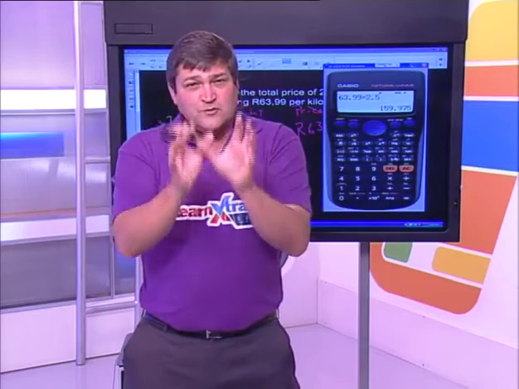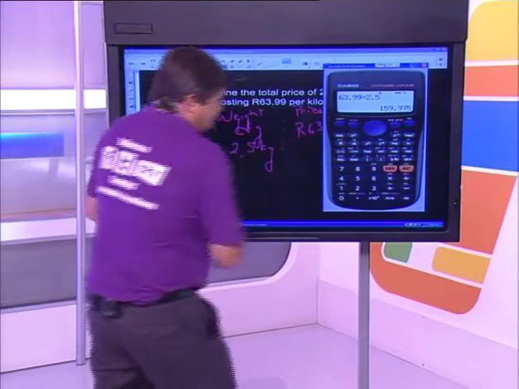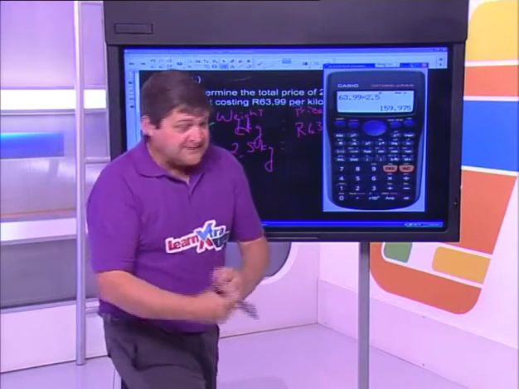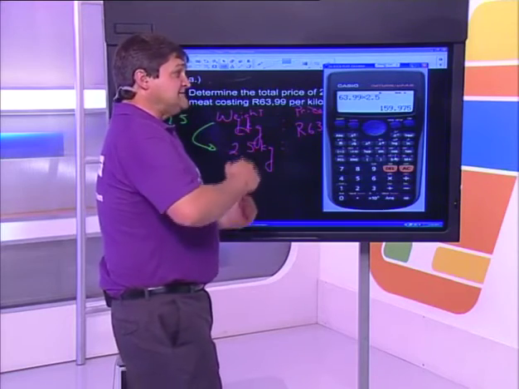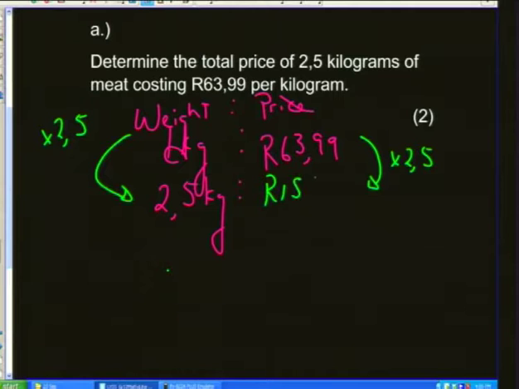Now, here's another basic concept we've got to remember. Folks, when we're dealing with money, how many decimal places? 2. Why 2? Because there are only 99 cents in a rand. As soon as I get to 100 cents, it becomes another rand. So I've got to take this figure of 159,975 and round it to 2 decimal places. So my answer is 159 Rand and 98 cents.